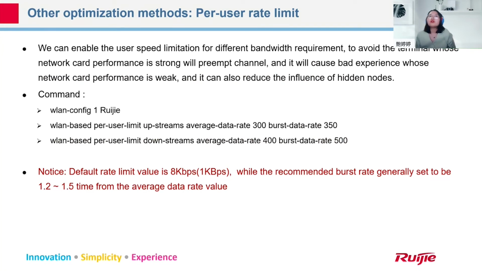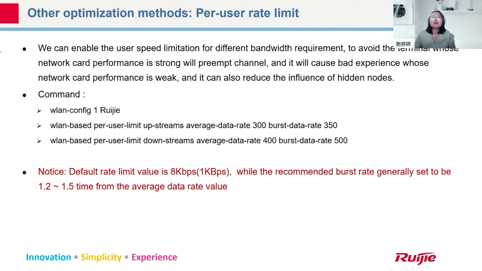And another one for the optimization, this one also usually will be used in our network. Per user rate limit. We can enable the user speed limitation for different bandwidth requirements. For example, we can divide different terminals and give them different rates and different priorities. And this is to avoid one terminal taking lots of resources to access the internet, while the rest of the others cannot. So in this scenario, we can use a per user rate limit.